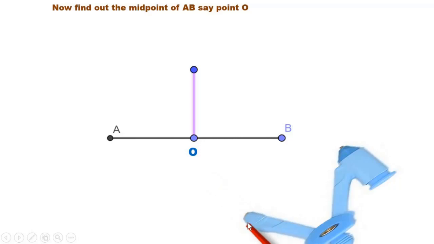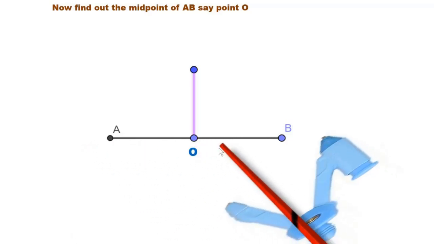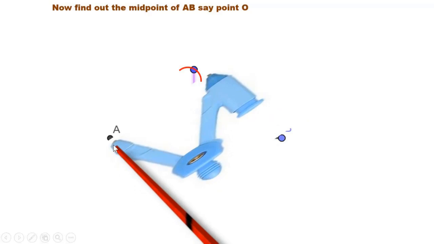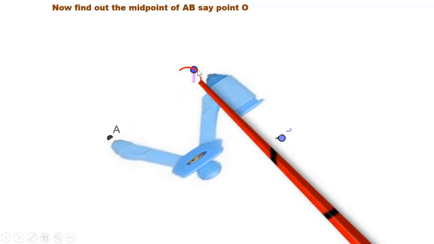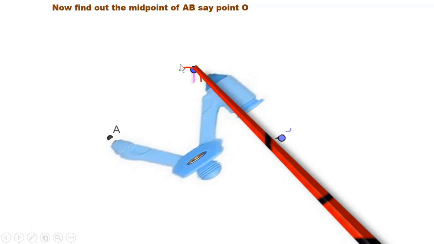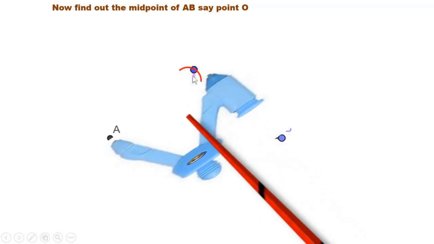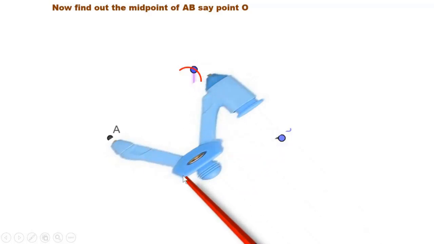For that, take a compass. Stretch it more than half of the length of AB. Now place the vertex of the compass at point A and make an arc at the stretched end above the line AB, randomly at about the center.